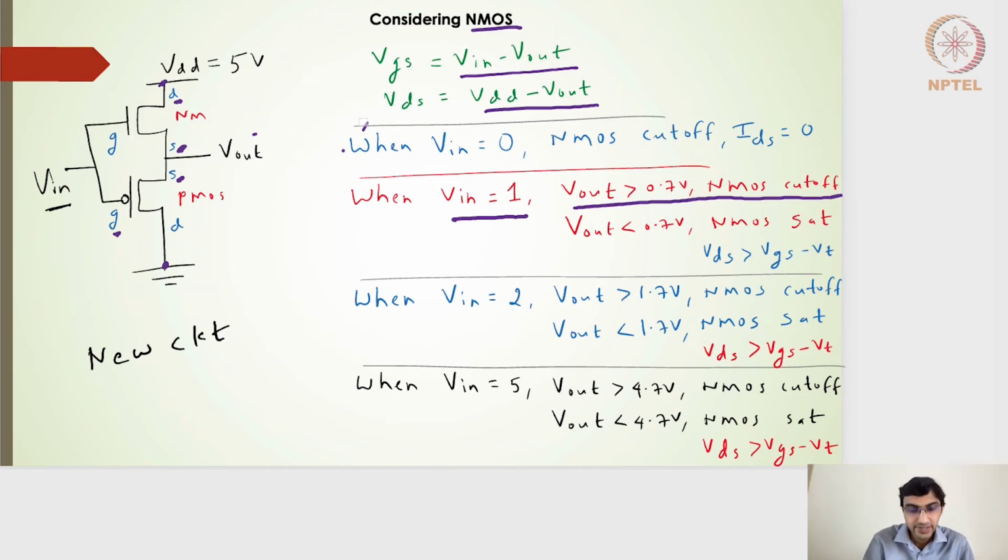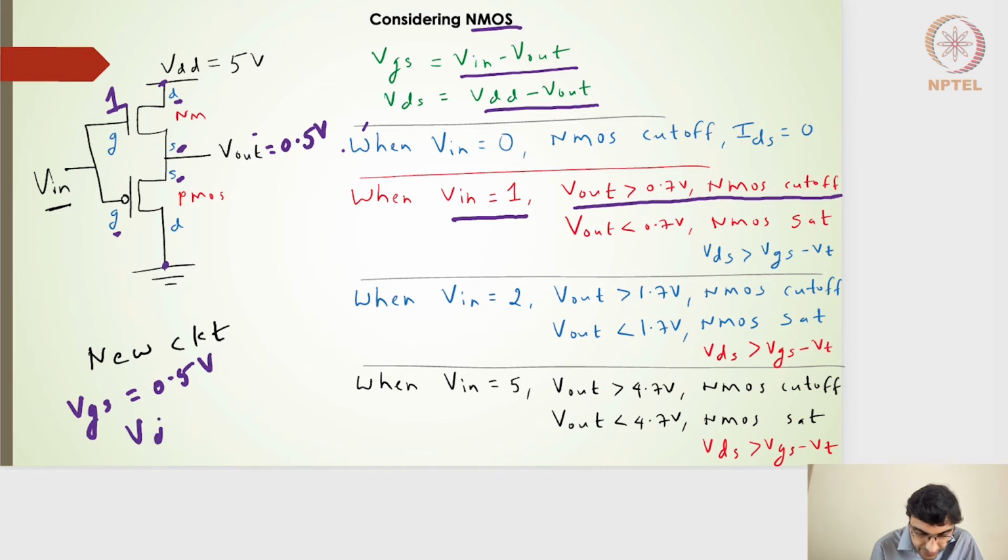Okay, on resuming this, we were at the NMOS and the PMOS transistors, and let's say that if this is 1 volt, and V out is, let's say, 0.5 volts. Right, so the VGS value in this case turns out to be 0.5 volts, and the VDS value is actually 4.5 volts.